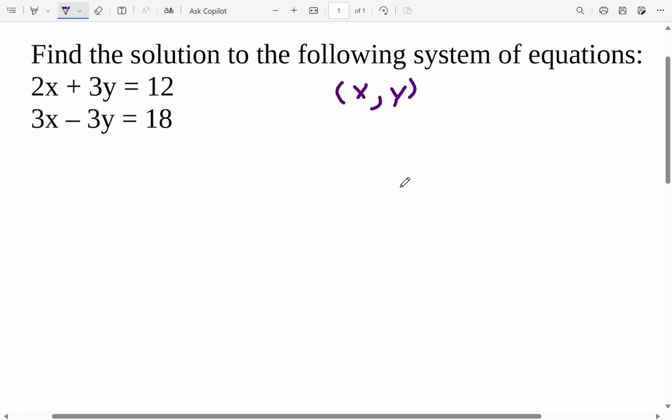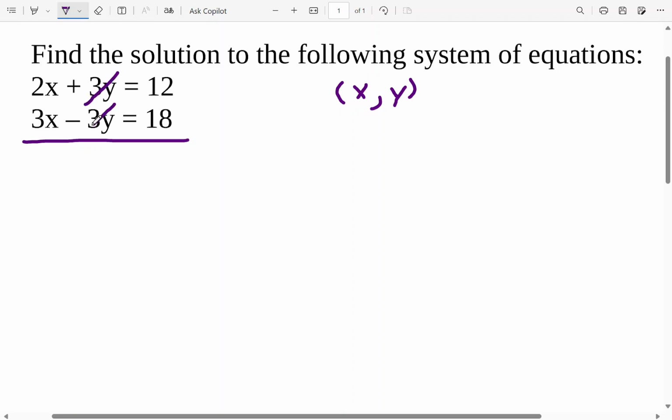First technique I'm going to show you is elimination. Right here, I have a positive 3y here and a negative 3y here. If I add these two together, it eliminates the variable y, and we can easily solve for x. Then I can plug x back into either one of these two equations to solve for y. So let's add these together.